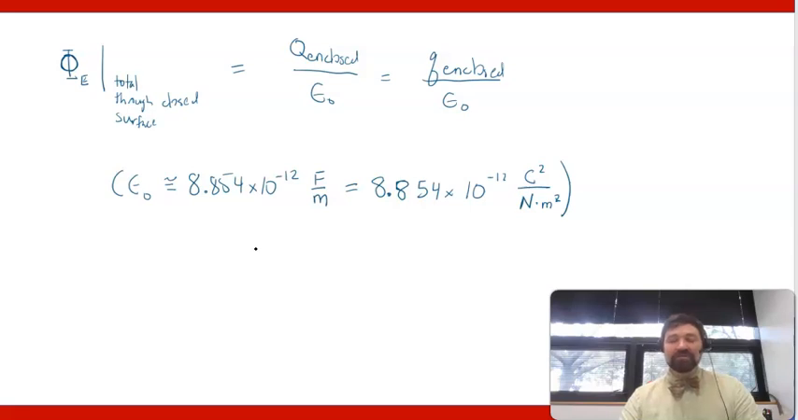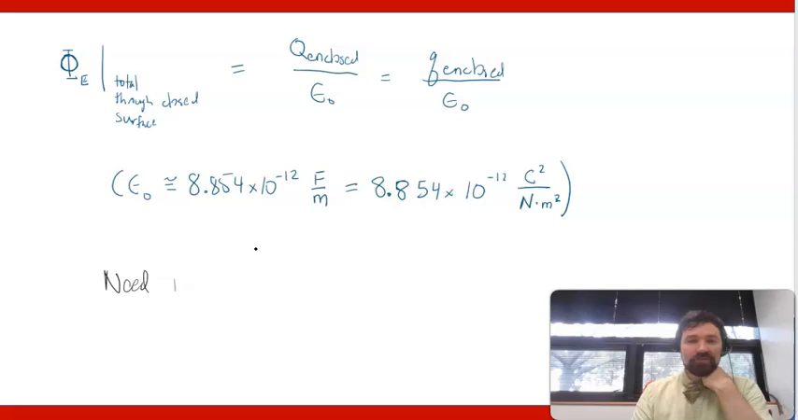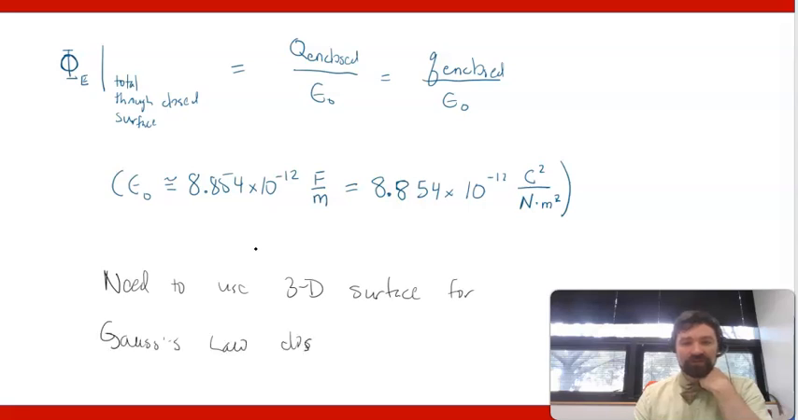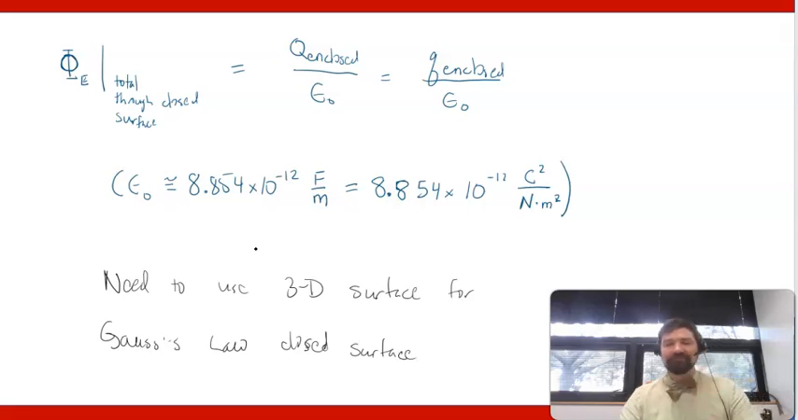And a reminder that closed objects have to be basically three-dimensional surface. So important note, need to use 3D surface for Gaussian, or for Gauss's law. And of course it also has to be a closed three-dimensional surface. A hemisphere without the bottom is three-dimensional, but it's not closed.